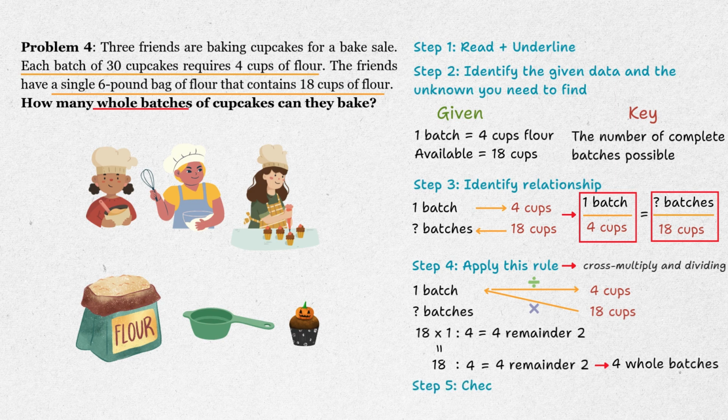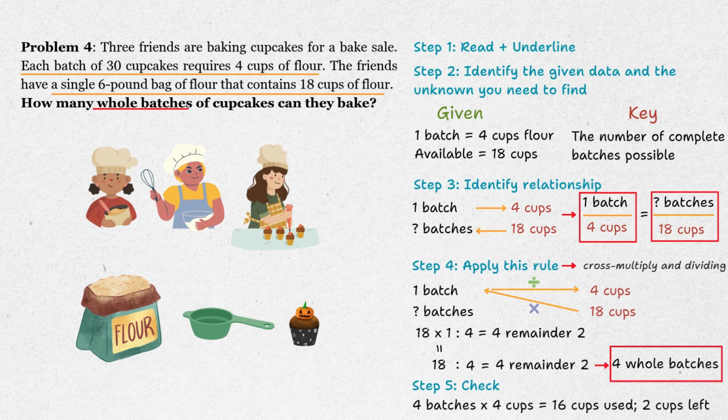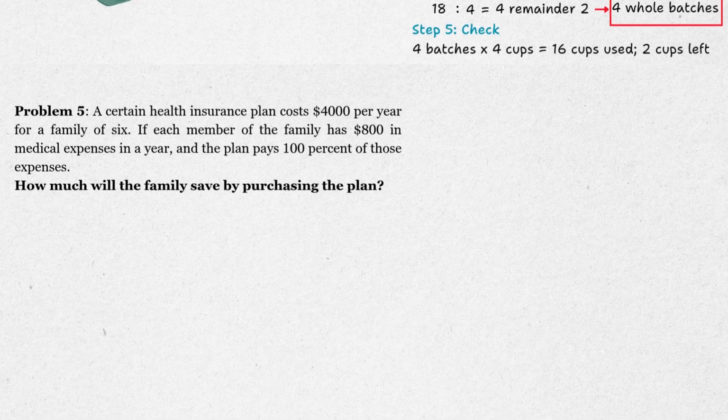Let's check to be sure. One batch needs 4 cups. If we have 18 cups, that's 4 full sets of 4 cups, 16 cups total, and a little left over, 2 cups. So the answer is 4 whole batches. Remember, whenever you compare 2 quantities like this, and you want to find how many times one fits into the other, you can use the cross-multiply and divide rule. Let's move to the last problem.